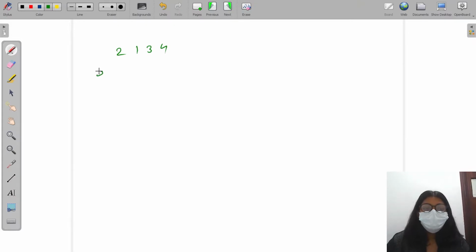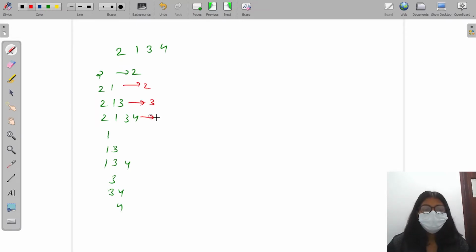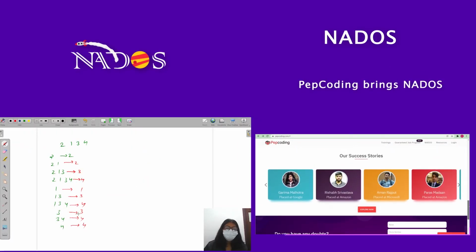All the possible subarrays that can be formed here are 2; 2, 1; 2, 1, 3; 2, 1, 3, 4; 1; 1, 3; 1, 3, 4; 3; 3, 4; and then 4. The maximum here is 2, the maximum here is 2, here is 3, here is 4, here is 1, here is 3, here is 4, here is 3, here is 4, here is 4.